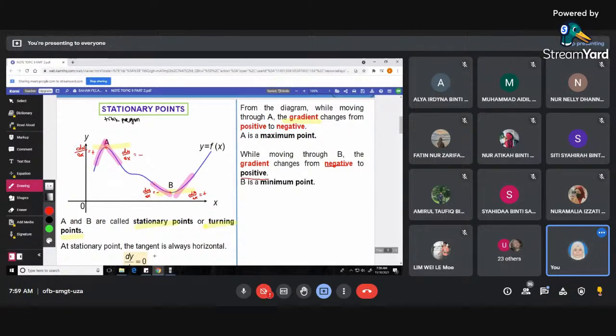Pada titik A, because the changes is from positive to negative, so we call as a titik A is a maximum point. From point B, because the gradient changes from negative to positive, so B we call as a minimum point. So maximum and minimum point are at a stationary point lah. So that's why before you nak cari maximum or minimum, you need to find the stationary point.